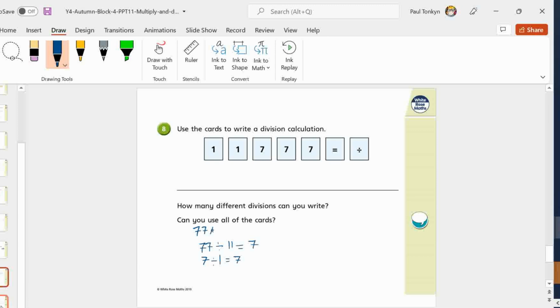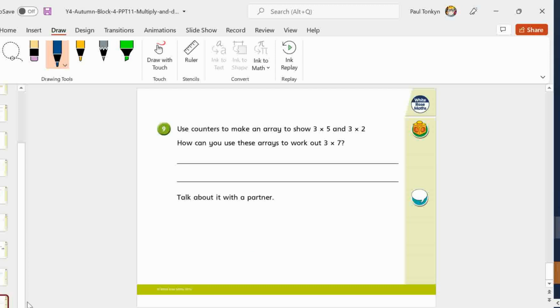Okay. And then the last one. Use counters to make an array to show 3 times 5 and 3 times 2. How can you use these arrays to work out 3 times 7? So this will take you a while. So of course you've got to do 1, 2, 3 going that way. Or yeah, we could do it this way actually. Now this will take a while, so I don't know if I'll finish it in 1 minute. And this way has to be 1, 2, 3.